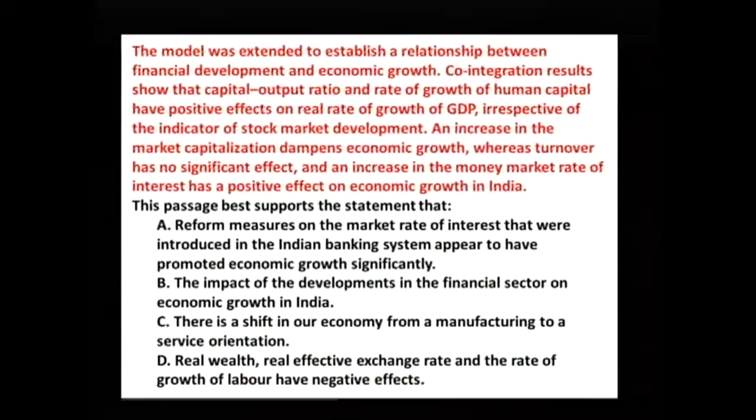Please understand the entire passage and then answer. I'll read the passage again. The model was extended to establish a relationship between financial development and economic growth. Co-integration results show the capital output ratio and rate of growth of human capital have positive effects on the real rate of growth of GDP, irrespective of the indicator of stock market development. An increase in the market capitalization dampens economic growth, whereas turnover has no significant effect, and an increase in the money market rate of interest has a positive effect on economic growth in India.